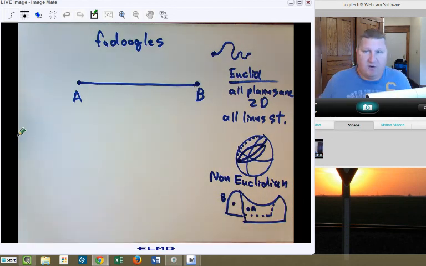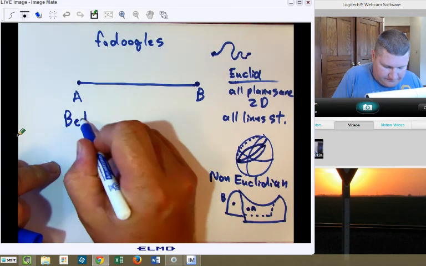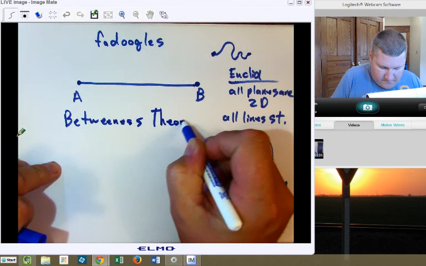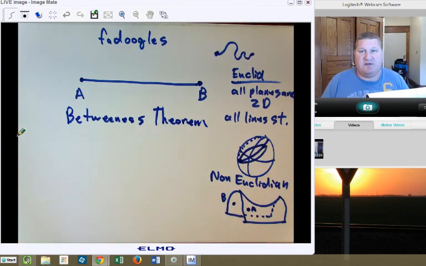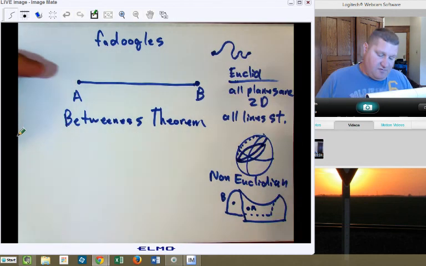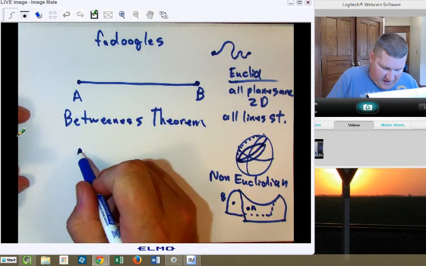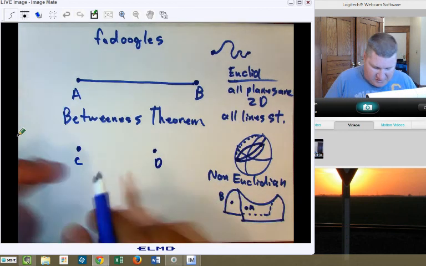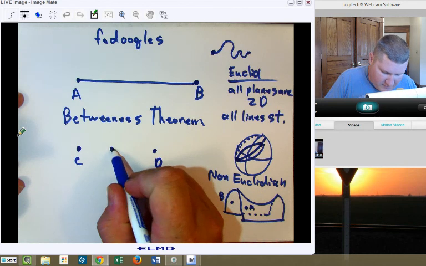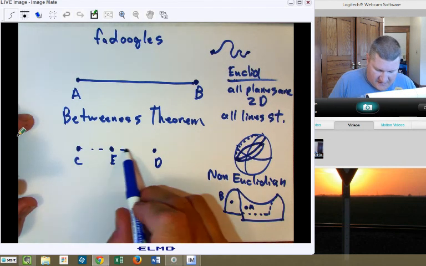Now, one of the concepts of the Fadoogle is based on the betweenness theorem. The betweenness theorem says that between any 2 points, there is another point. Now, let's test this a second. If I have point C and I have point D, and I put them here on the piece of paper, I can clearly say that, yes, indeed, there is probably a point E somewhere between them on that line.